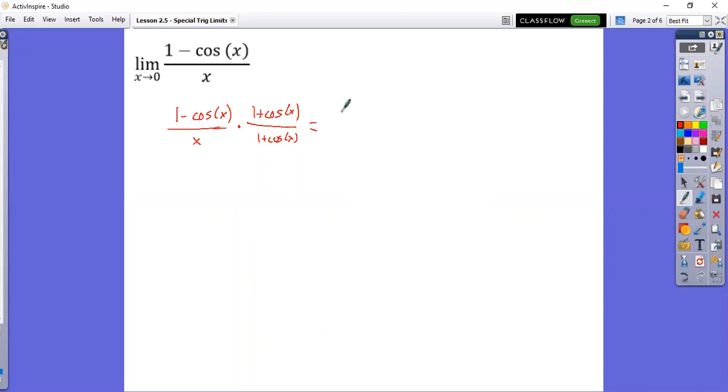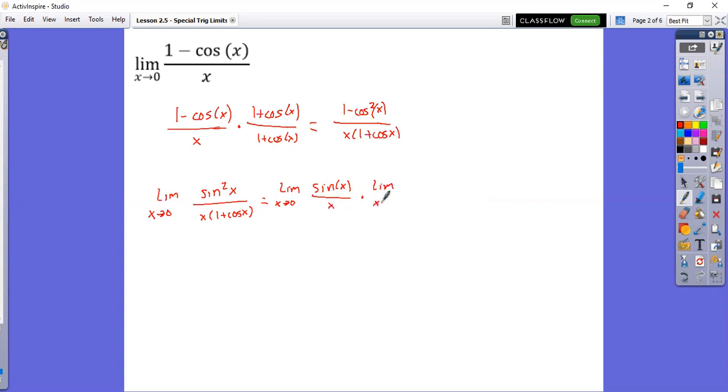So what I'm left with is 1 minus cosine squared of x over x times 1 plus cosine of x. Now the reason this is helpful is now I'm looking at the limit as x approaches 0. If I remember from my trig identities, 1 minus cosine squared of x is the same thing as sine squared of x. So I've got sine squared of x over x times 1 plus cosine of x. So I can break this up into two separate limits. I can look at this as the limit as x approaches 0 of sine of x over x times the limit as x approaches 0 of sine of x over 1 plus cosine of x.